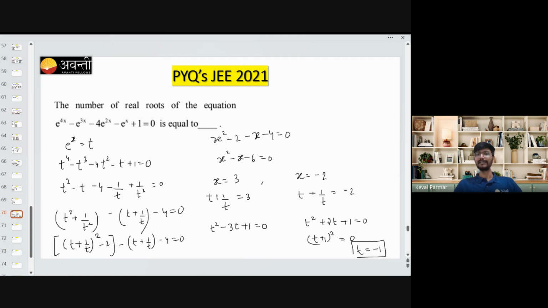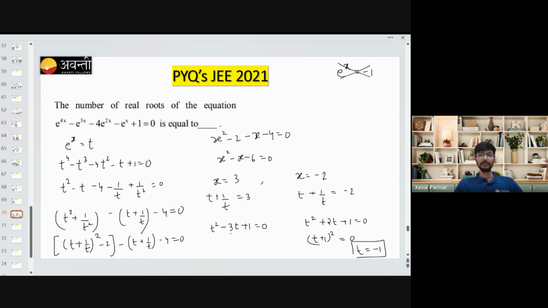What is t? Let me write it here. T was e raised to x. So e raised to x is minus 1. Not possible because anything in power cannot be negative.